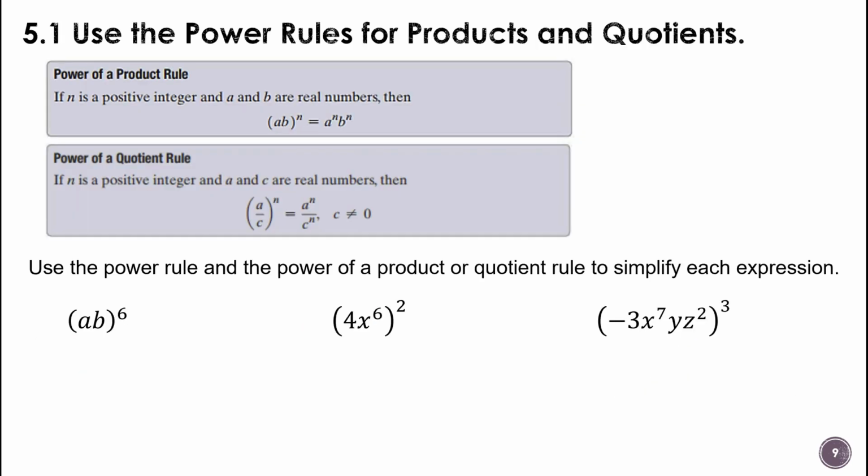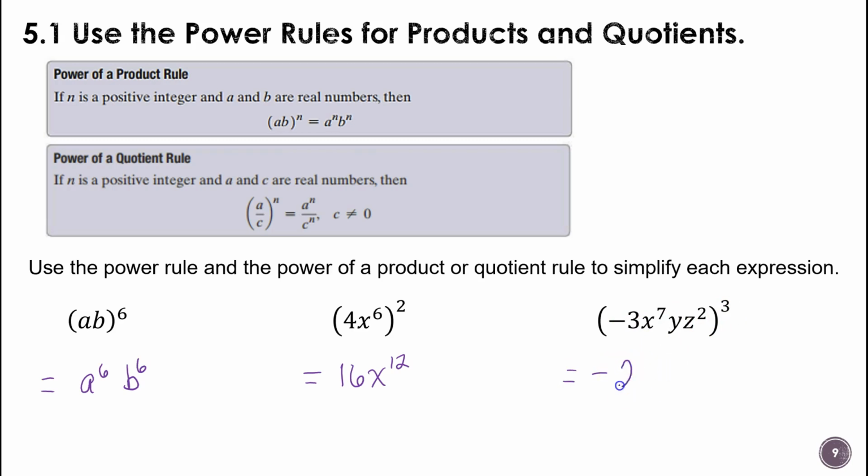Now we have a power of a product and a power of a quotient. Basically, the power goes with everything inside the parentheses, whether it's multiplication or division. So on this first one, that's going to be a to the 6th and b to the 6th. Those both have an exponent of 1, so 1 times 6 is 6. Now on the next one, I'm going to go ahead and take 4 to the 2nd power, which is 16, and then x to the 12th, I multiply 6 times 2. On this next one, I have -3 to the 3rd, so that's -27.